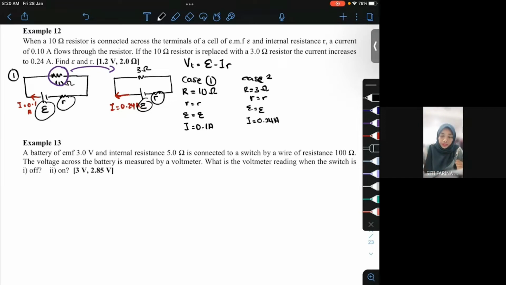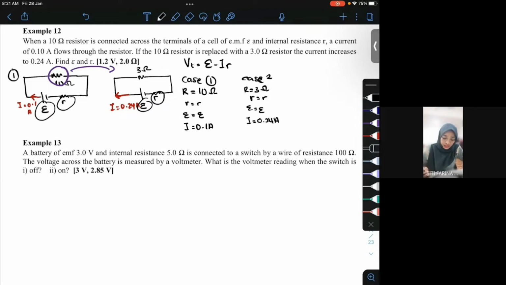Okay, so we have case 1, case 2. So kita nak cari EMF dan juga r. Dua-dua benda ni ada dalam both case. Okay, so kita kena come up with an equation that can relate the given term here untuk kita identify the r and EMF. Sebab kita ada dua unknown, you obviously must have two equation. Mesti kena ada dua equation supaya kita boleh cari dua unknown ni.